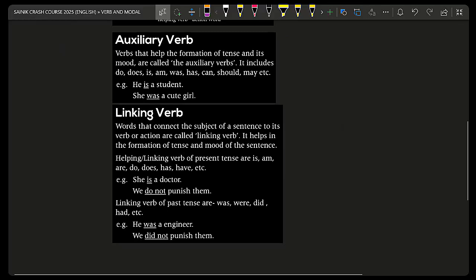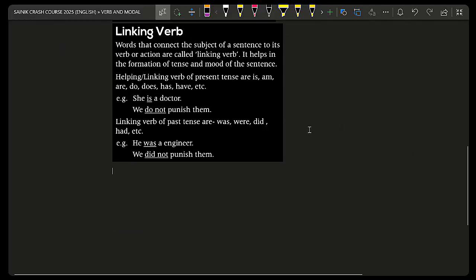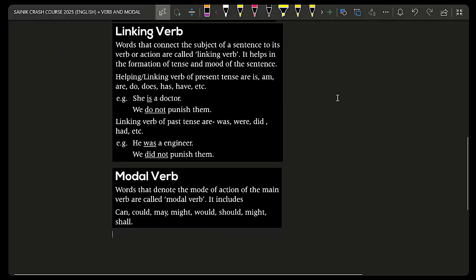Next we discuss what are modal verbs. Words that denote the mode of action of the main verb are called modal verbs. So the mode of action, in which mode it's happening. It includes can, could, may, might, would, shall, should. These all come under modal verbs. And uses of some important modals we are going to discuss now.